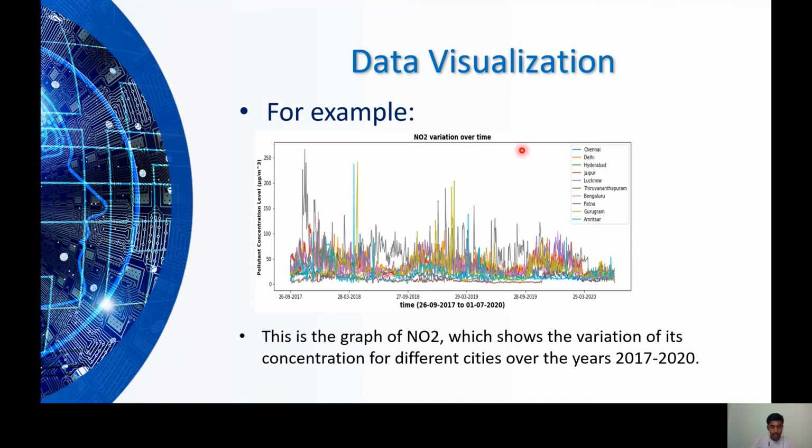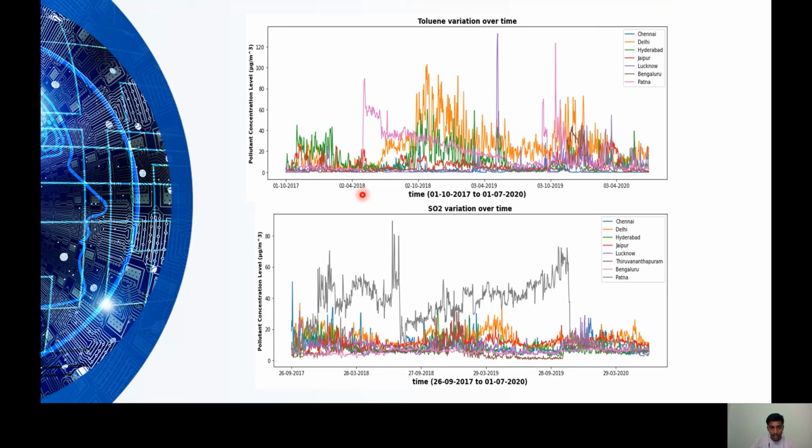We can interpret from the NO2 variation curve that NO2 is highly released in cities like Patna, Delhi, Gurugram, and at the same time, in Thiruvananthapuram, low levels of NO2 concentration were recorded. Similarly, here we can see that in mid 2018 the pollution level of toluene in Patna increased rapidly, and a similar case in Delhi. And in the below graph, the curve shown in grey color represents the concentration level of SO2 of Patna city. We can see how high the SO2 concentration is in Patna, and also the same case in Delhi. This hazardous gas depicts Patna and Delhi as among the most polluted cities of India.